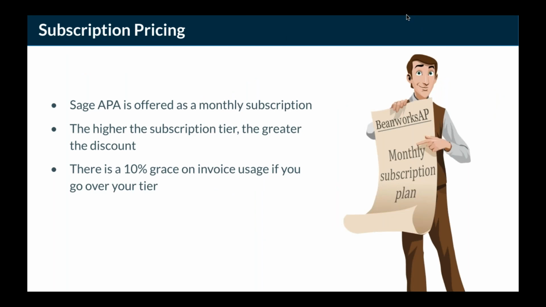So next thing we want to discuss, and Tina, that was amazing. I do think the product is very easy to use, and hopefully everybody can see that. Right now we're going to talk about our new pricing. So as of October 1st, we moved over to subscription-based pricing. So Sage AP Automation is going to be offered as a subscription. So obviously the higher the subscription, the greater the discount. And there is a 10% grace on invoice usage if you go over your tier. And I'll explain that once we go into the new pricing model.